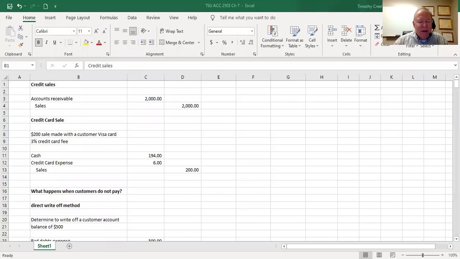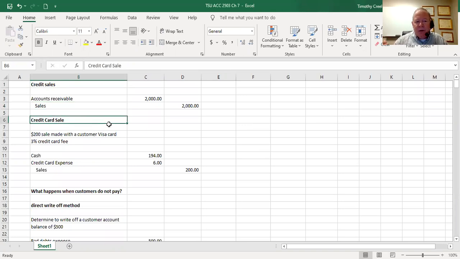I've got an Excel file here, and to start off, a credit sale would be if you made a sale to a customer on account and you're going to give them, say, 30, 60, 90 days to pay you. You would debit accounts receivable. Let's say it's a $2,000 sale. You'd debit accounts receivable and you'd credit sales or sales revenue. You're going to recognize the revenue there.